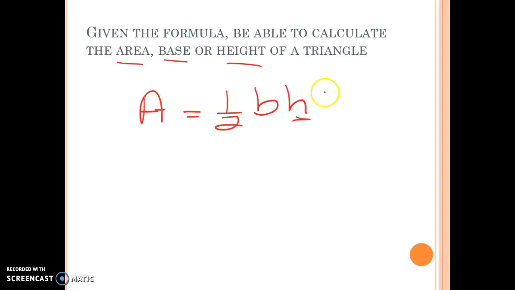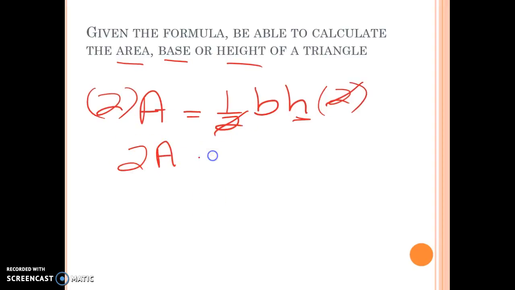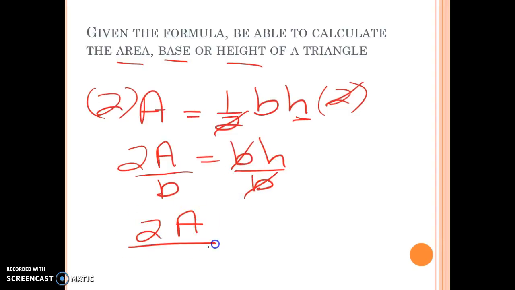First of all, let's get rid of the fraction by multiplying both sides by 2. 2 divided by 2 is equal to 1, and we have 2a over here on the other side. We want h by itself. How can we do that? Divide both sides by b. 2 times a divided by b is equal to the height.